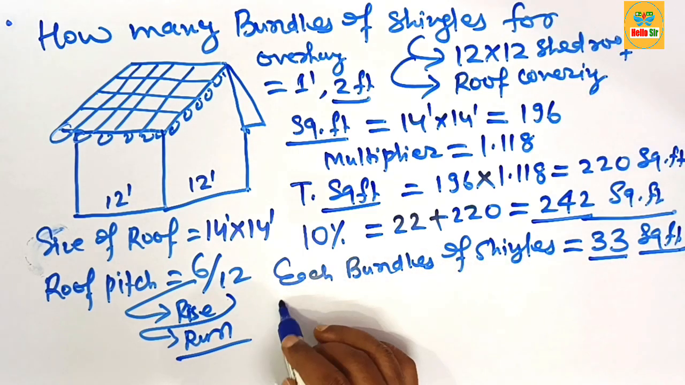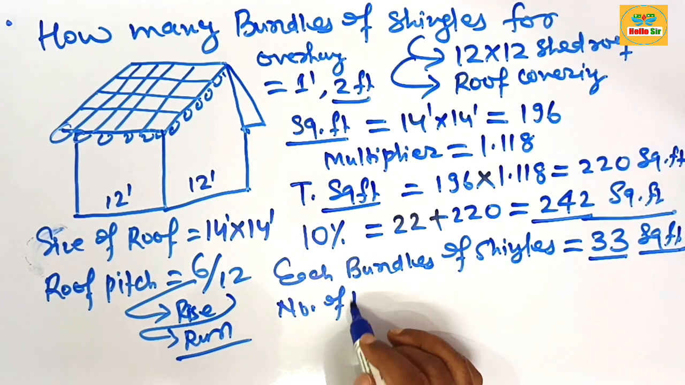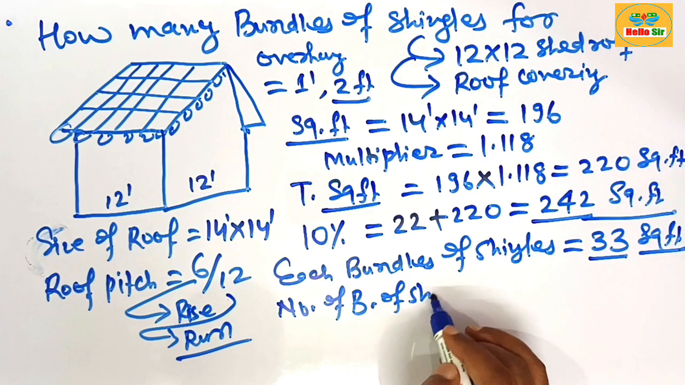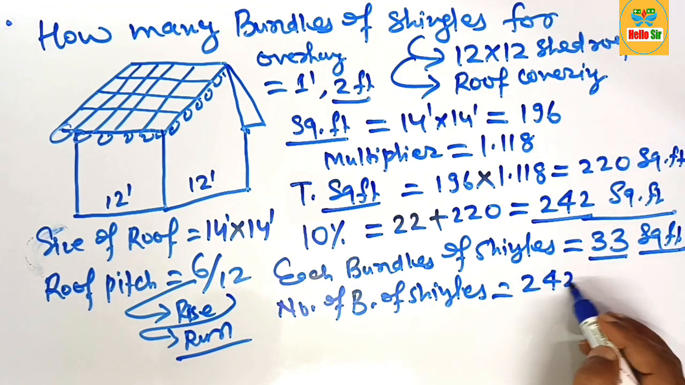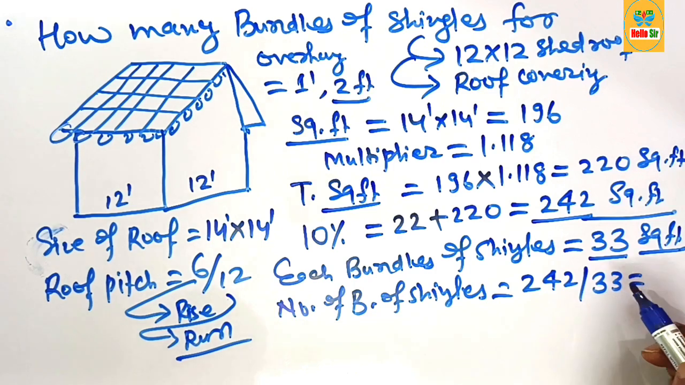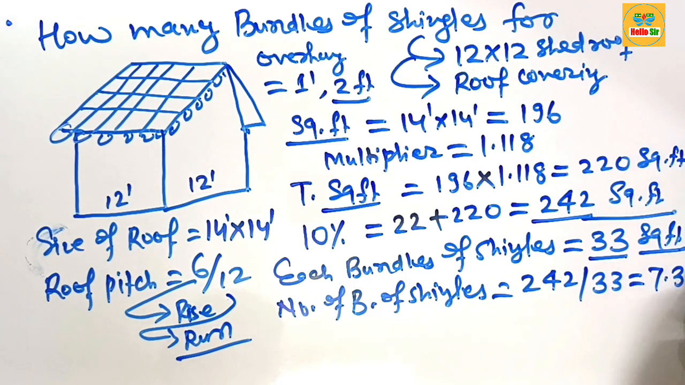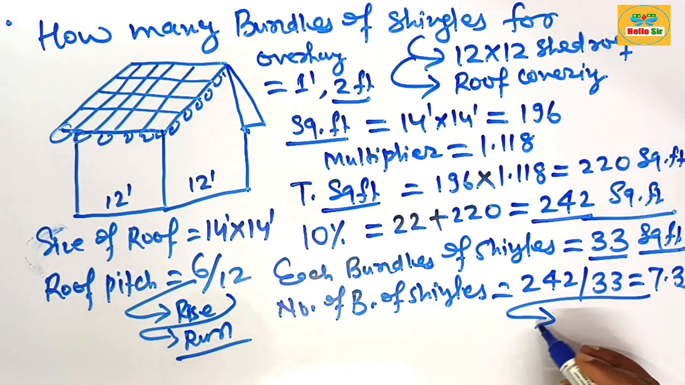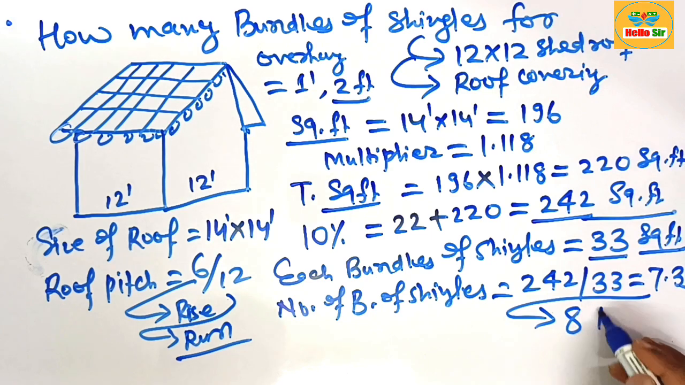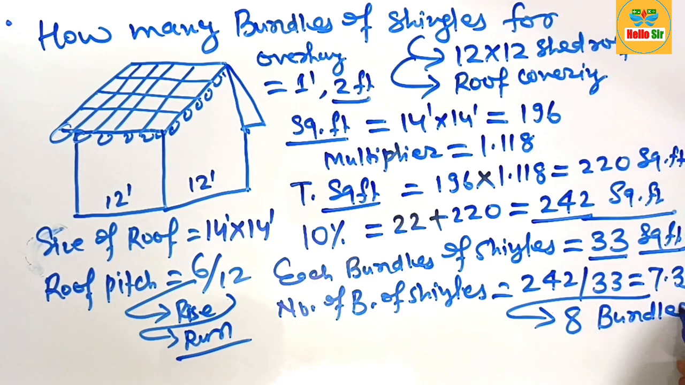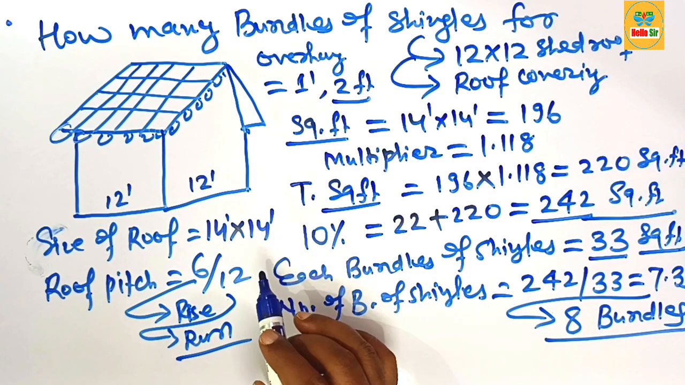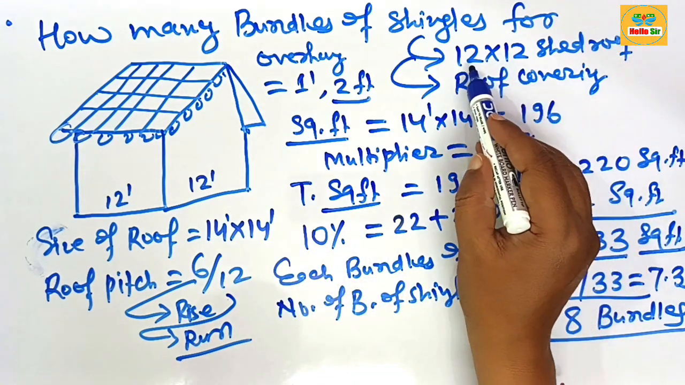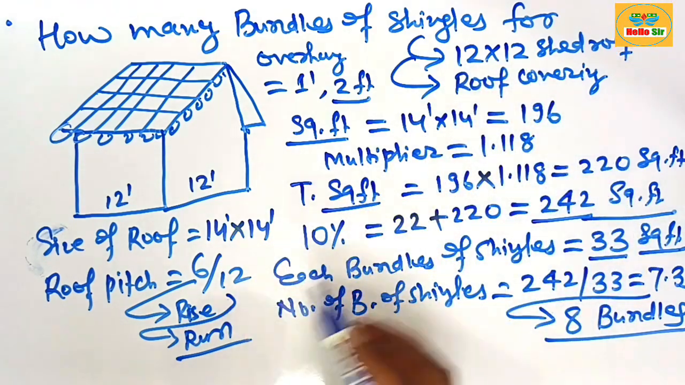a total of 244 square feet. That's why, for the number of bundles of shingles required here, you just need to divide 242 by 33, that will come to about 7.33, and rounding this up is equal to 8 bundles. It means you just need approximately 8 bundles of asphalt shingles for covering a 12 by 12 shed roof.